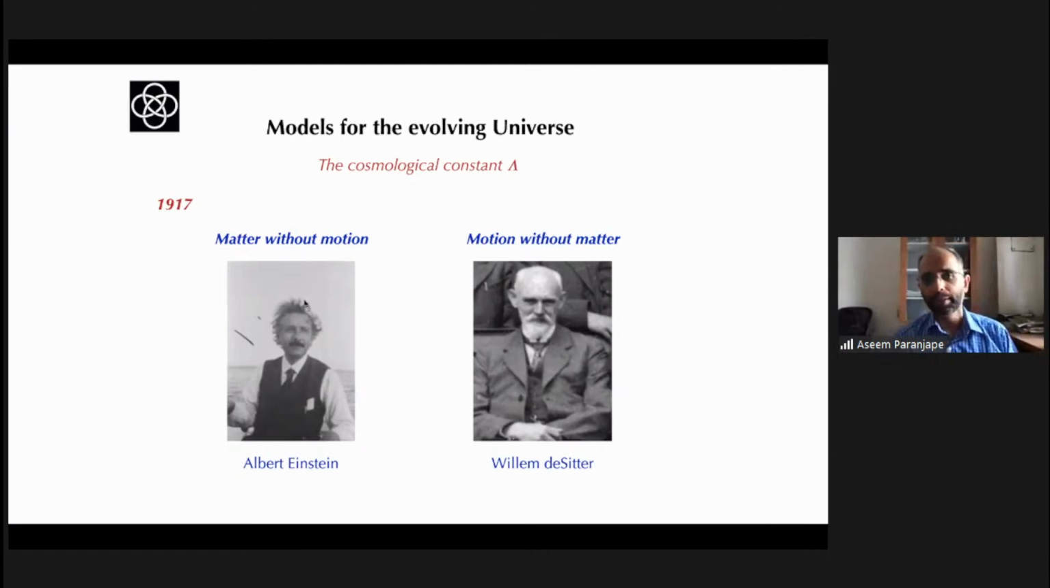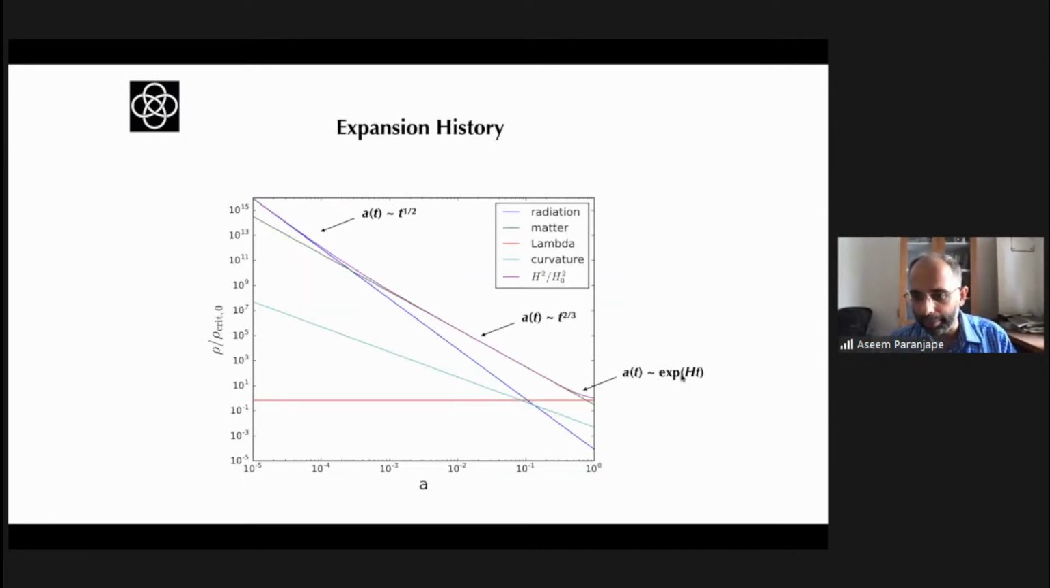One I have already discussed: matter without motion. Einstein cooked up this model of the universe, which is precisely static, in which he used the cosmological constant. Willem de Sitter, on the other hand, looked at a very different kind of model in which there is only a cosmological constant. There's nothing else in the universe. This is called the de Sitter universe. He showed that in the same coordinates as you would usually use for the FLRW metric, this kind of space-time will lead to exponentially expanding universes. So that is the aspect highlighted here. Once you reach lambda domination, you will approach a de Sitter universe.